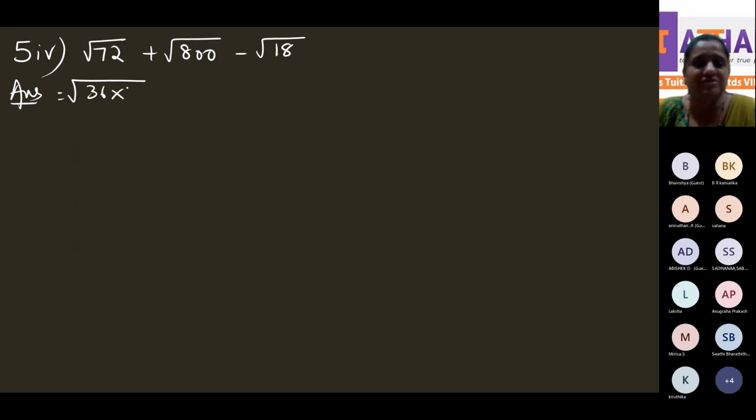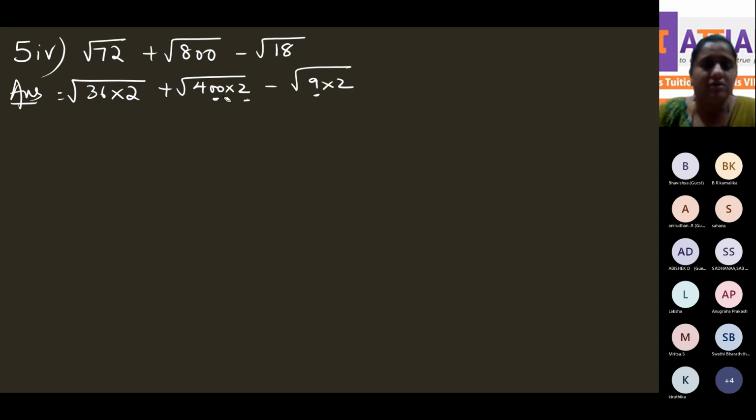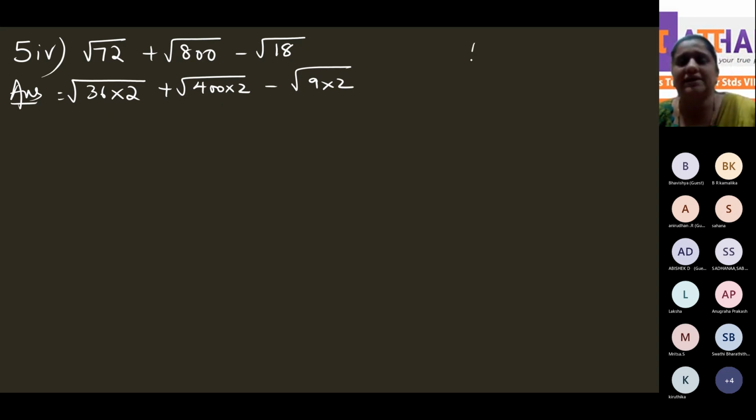36 into 2 is 72, plus 400 into 2 is 800. 9 2s are 18. 36 is a perfect square, so 36 into 2 is 72. 400 is a perfect square, so into 2 is 800. 9 is a perfect square, so into 2 is 18. You should practice this. It is very easy. Otherwise, you can take up this method.